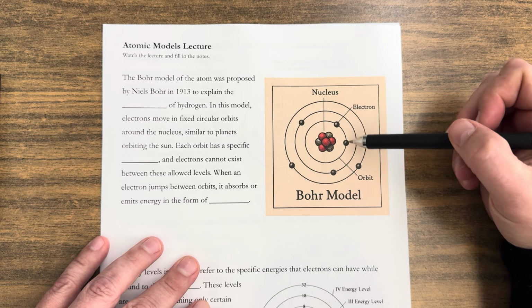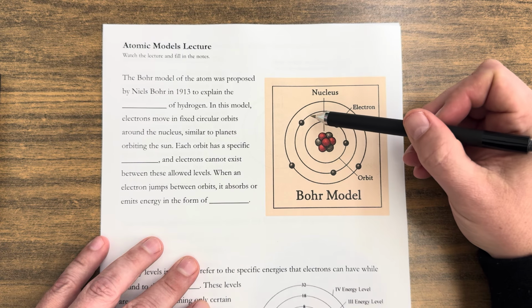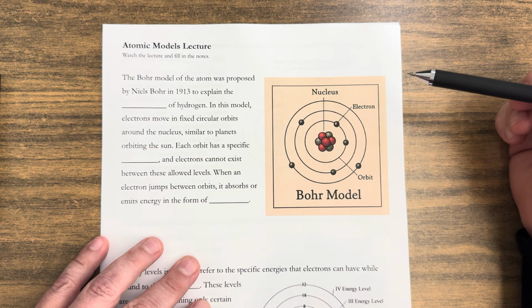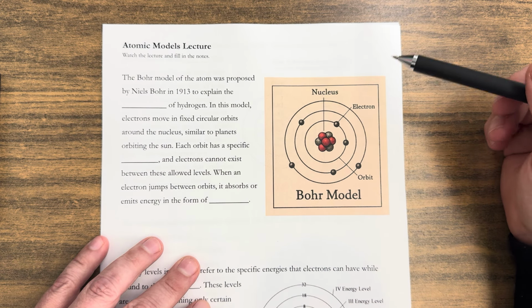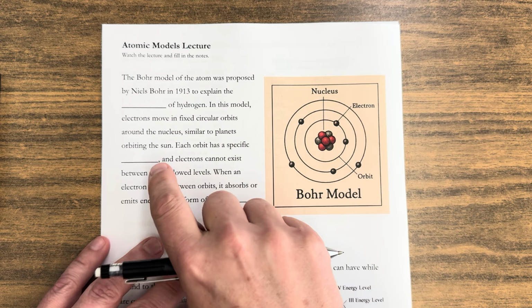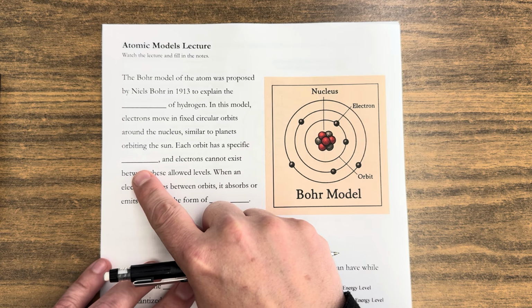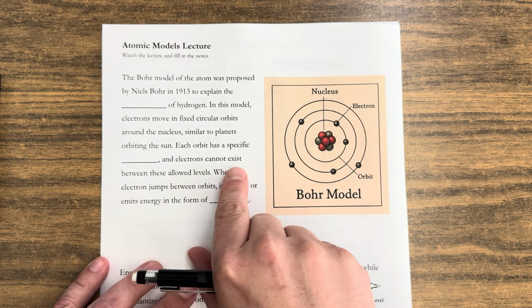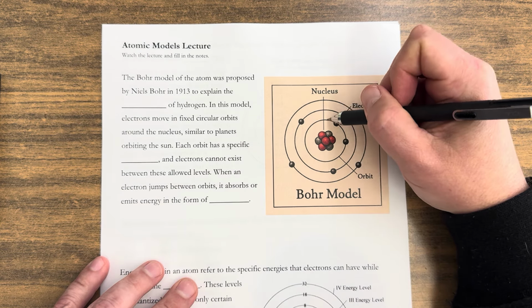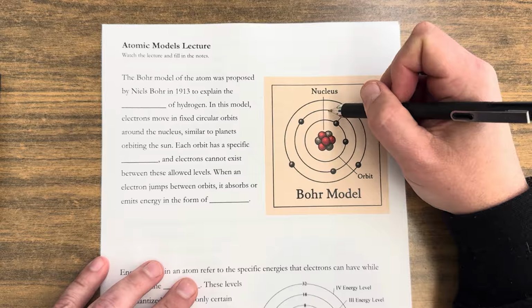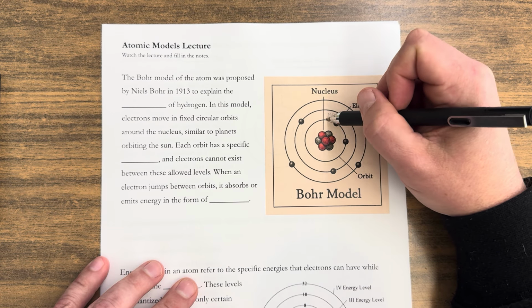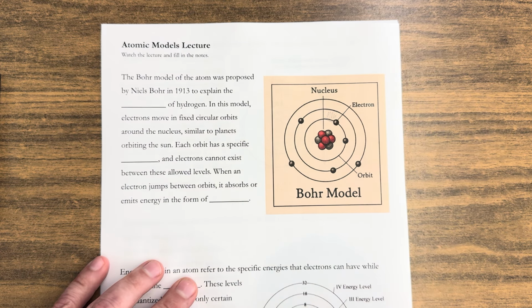That's what we see here, a couple of electrons on this orbital, and then two more on the next one, two more on the next one. So a classic model that we still use to introduce the atom. Each orbit has a specific energy, and electrons cannot exist between these allowed levels. So there is no partial orbit between one orbit and another. There's nothing in this space, just an orbital here and an orbital there.